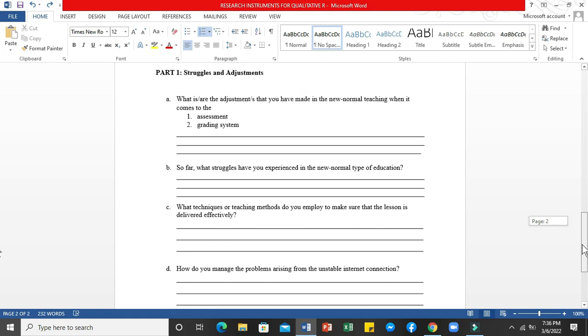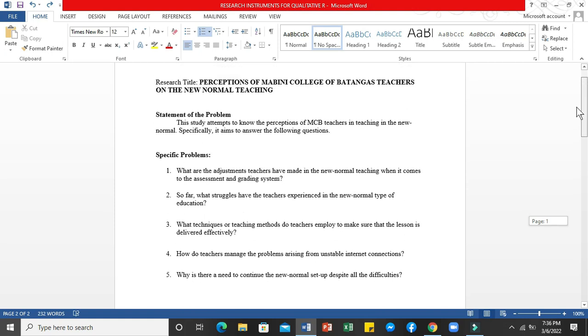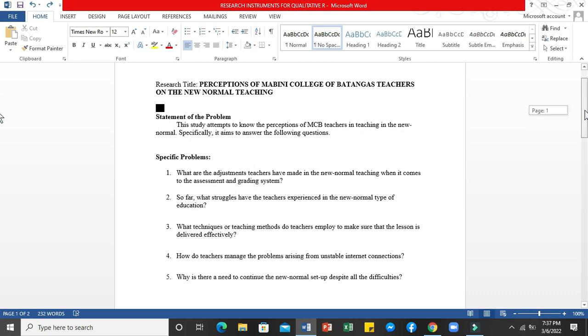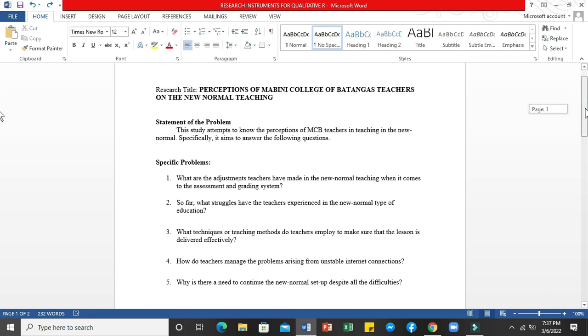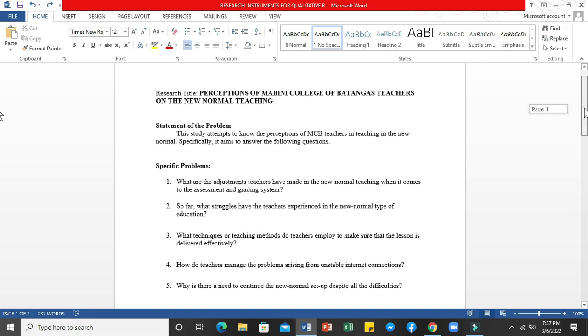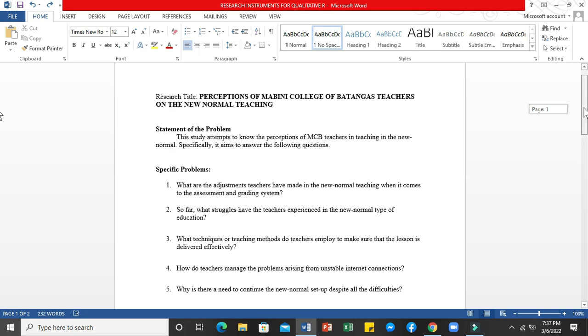Just make sure that masasagot yung ating SOP. If everything is clear, makakapagawa na kayo ng interview questions. Now, ano naman yung magiging mode ng pagko-conduct ng interviews sa mismong participants natin? Pwede nating gawin in form of Google Form. Mag-create lang tayo sa Google Form ng mga questions, then i-copy natin yung link ng form, then i-send na lang natin sa ating mga participants.